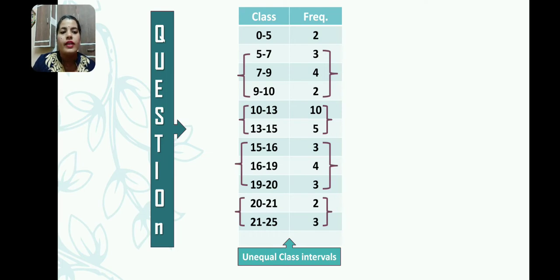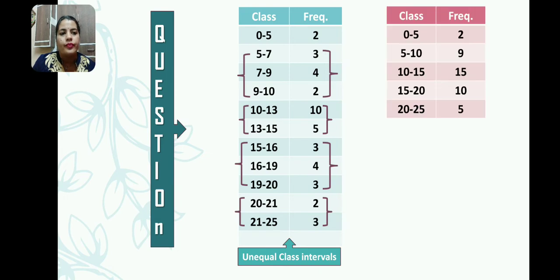Now after merging you will have the classes like this. The first class is 0 to 5, 5 to 10, then 10 to 15, 15 to 20, 20 to 25. And the frequencies we also merged here: the first is 2, the second is 3 plus 4 plus 2, which is 9, then the third is 10 plus 5, 15, then the fourth is 3 plus 4 plus 3, which means 10, and the last is 2 plus 3, which means 5. So these are the equal class intervals here.